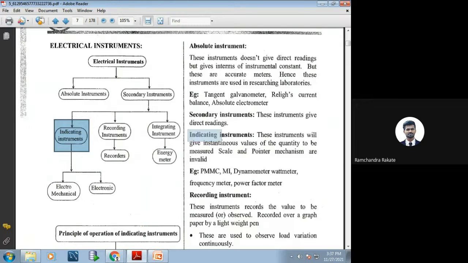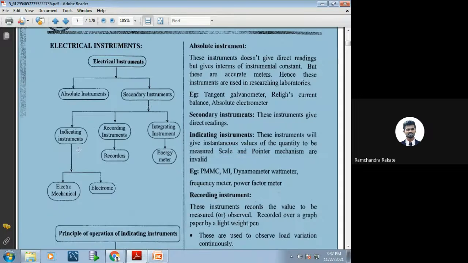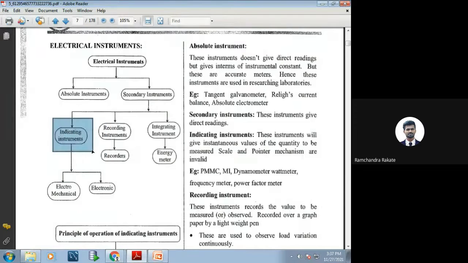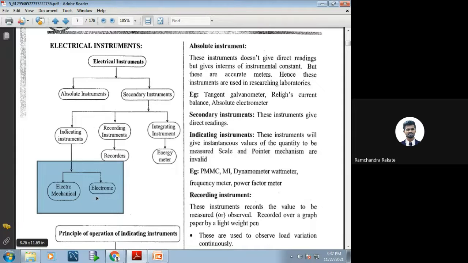So what is an indicating instrument? This instrument will give the instantaneous value of the quantity to be measured in terms of a scale and pointer mechanism. Now this is the analog one. If you are using a scale or pointer mechanism, that is nothing but the analog one. And for the digital one, it shows in terms of a display. The best examples are PMMC, moving iron instrument, dynamometer wattmeter, frequency meter, power factor meter. All of these are part of electromechanical and electronic instruments.